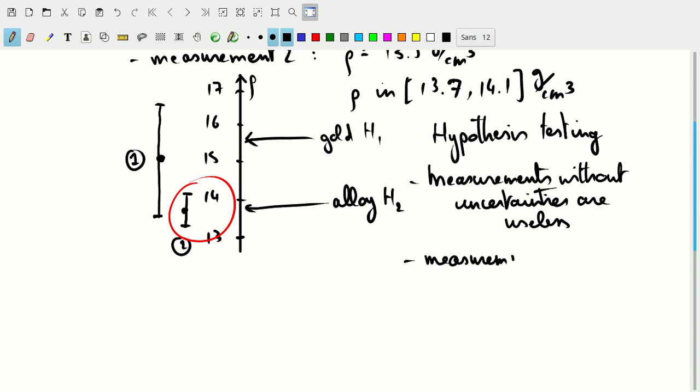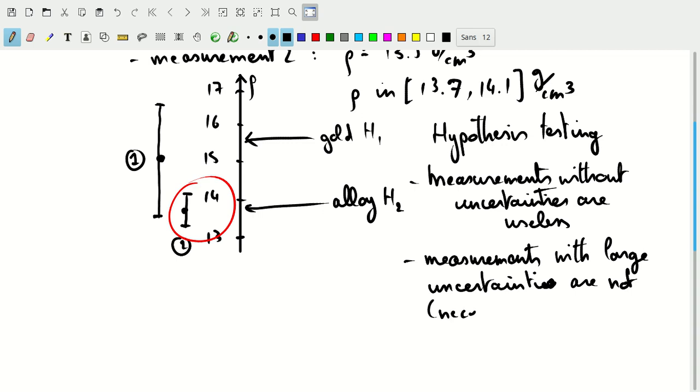So measurements with large uncertainties are not (necessarily) wrong. I mean, they could be wrong. There could be a reason why the error bar is so large. Maybe the measurement could have been performed better, and thereby the uncertainty could have been smaller. But by itself, this measurement with a large uncertainty is not wrong. It's just that's the measurement. It has that uncertainty.